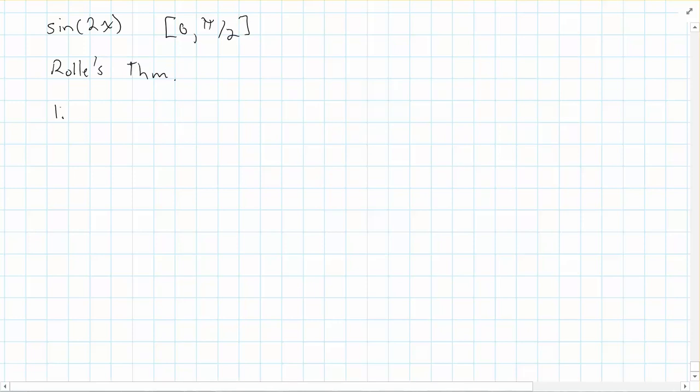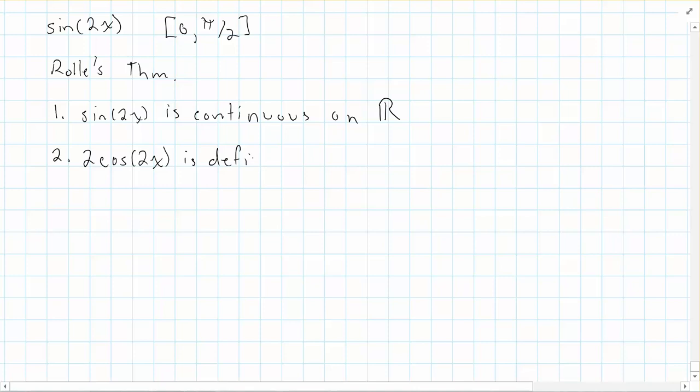Well, first off, you have to state that it's continuous. Well, a sine function is continuous on that interval, 0 to pi over 2? Yeah, of course it is, because it's continuous on all real numbers. And then we also need to determine if the derivative is defined. Well, the derivative of the sine of 2x is 2 cosine of 2x, and this is defined for all real numbers. So we are differentiable.